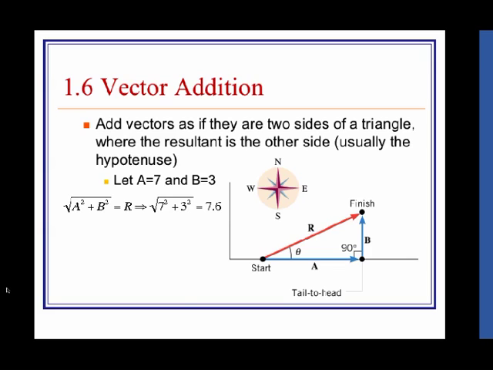In order to find the magnitude or size of the resultant, we're going to need to use the Pythagorean theorem. This says that a squared plus b squared will give us r squared. So, the square root of a squared plus b squared will equal r. In this case, if we let a equal 7 and b equal 3, 49 plus 9 is 58, and the square root of that will give us 7.6.